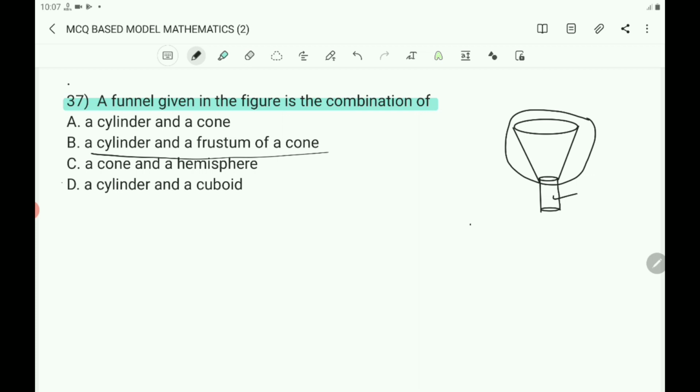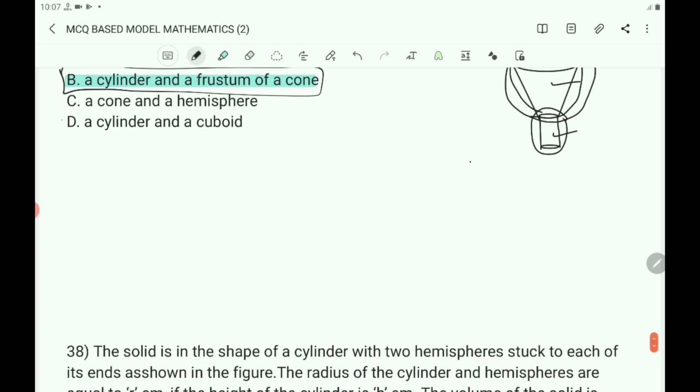So here what is the answer? The answer is B, a cylinder and a frustum of a cone. Here you can observe that up to this portion, this is the frustum of a cone and this portion is a cylinder. So option B is the answer. Note down the answer, that is option B.